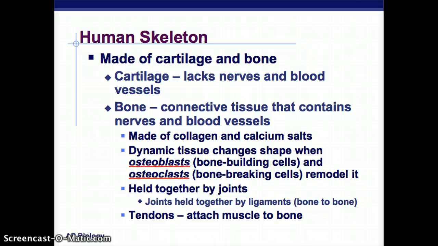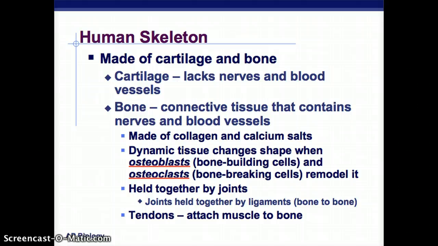Bones are made of collagen and calcium salts. That's why you gotta drink your milk, have your calcium. And they're a dynamic tissue that will change shape when osteoblasts, which are bone building cells, and osteoclasts, which are bone breaking cells, remodel it. So that's how your bones can grow with you as you grow over time, is those bone building and breaking cells will continuously change the shape of your bones.